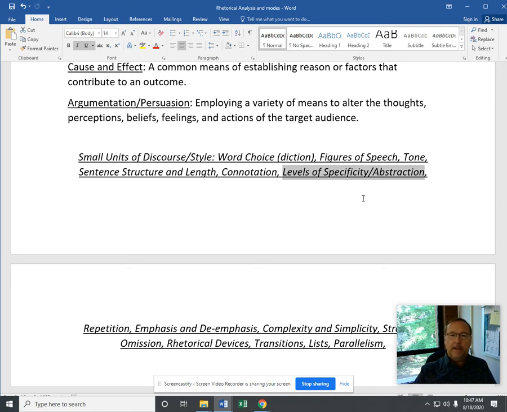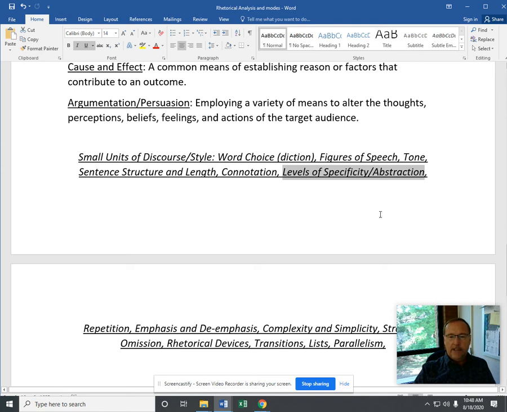It doesn't mean anything because it could mean anything, if that makes any sense. So we want to take a look at when authors and speakers get very specific about things, and when they rise on the ladder of abstraction to gloss over a point, or maybe it's not really important that we dwell on a particular point, so we'll just throw out an abstract word.